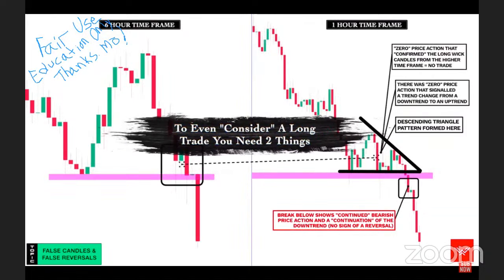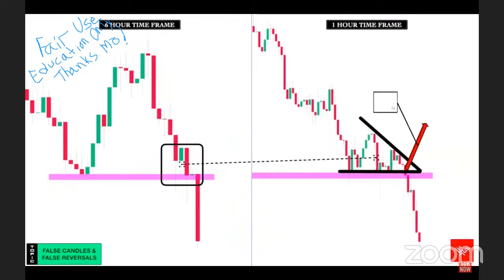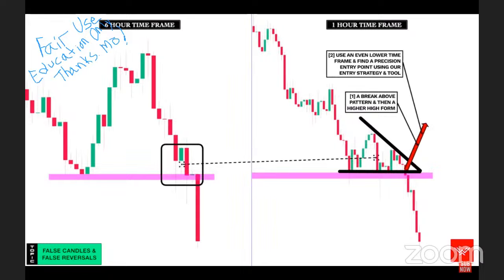For you to consider a long trade entry against the strong downtrend, you would need 2 things. 1, a break above the pattern and a higher high, and 2, after you had the trend change confirmation, to go to the even lower time frames to identify a precision entry point that maximizes gains and limits risk. So let's show this again.